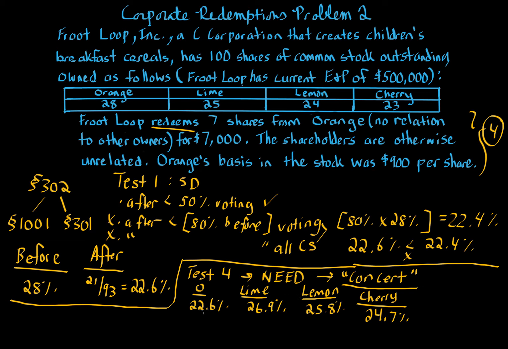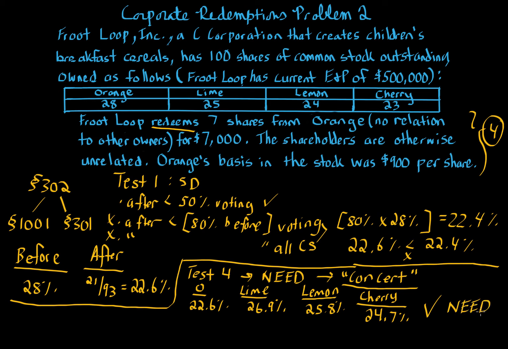Orange with Lemon, 22.6 plus 25.8, you've got 48.4%. And then Orange with Cherry, you've got 22.6 plus 24.7%, you've got 47.3%. So now Orange goes from being able to control with one person to not being able to control with any one person. That is viewed as a significant reduction in control, okay? An X for a significant reduction. The tax law, the revenue ruling, would view that as Orange no longer has the ability to control, or a significant reduction. So this is viewed as not essentially equivalent to a dividend.